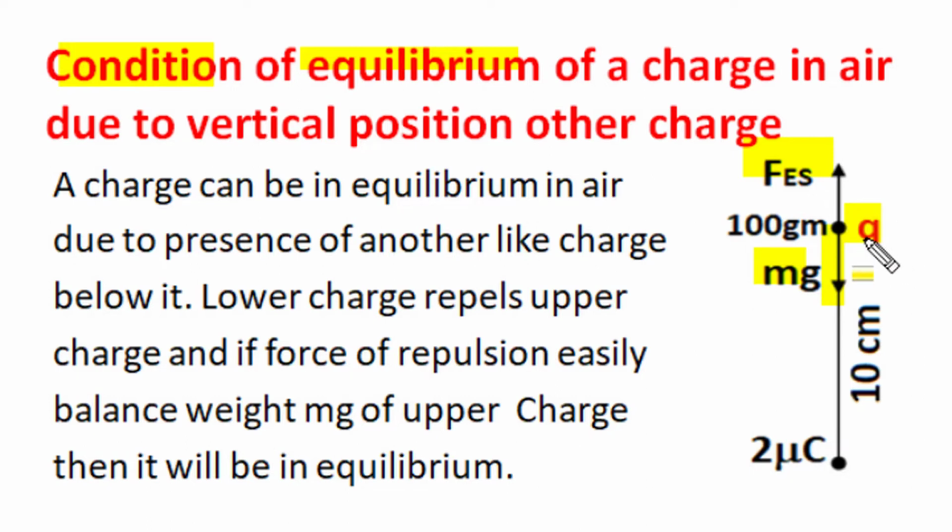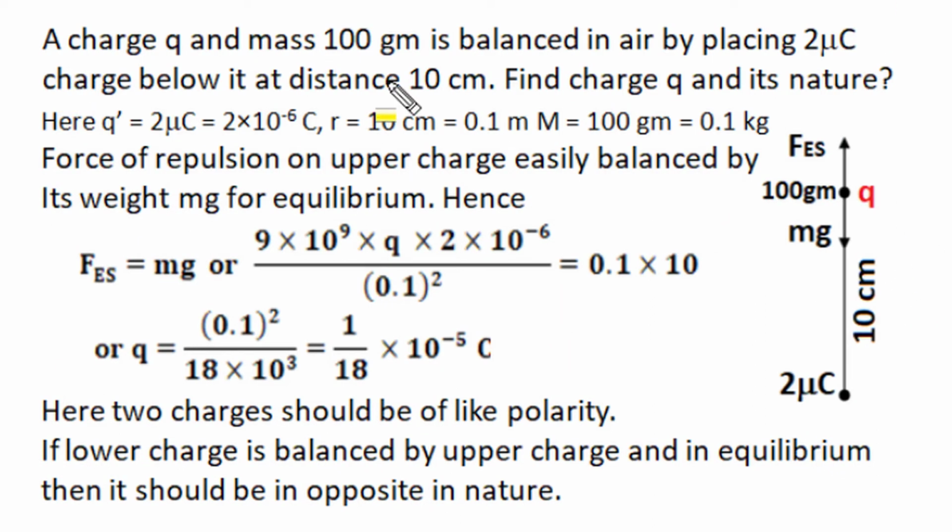If this charge is a positive charge, we can place either a positive charge on the downward side or a negative charge on the upward side to produce a force in the upward direction, and if that electrostatic force becomes equal to the gravitational force, then the two equal and opposite forces will neutralize each other and this charged particle will remain suspended in air in an equilibrium condition. This numerical example will enhance subject understanding.